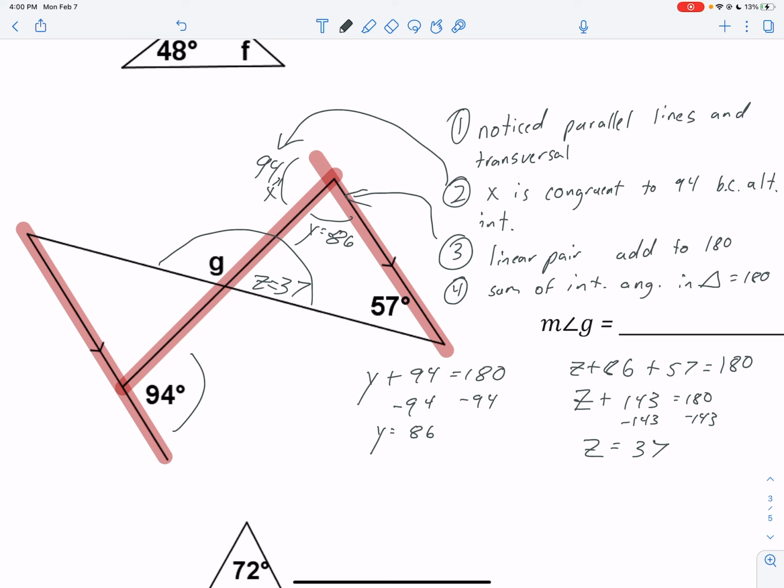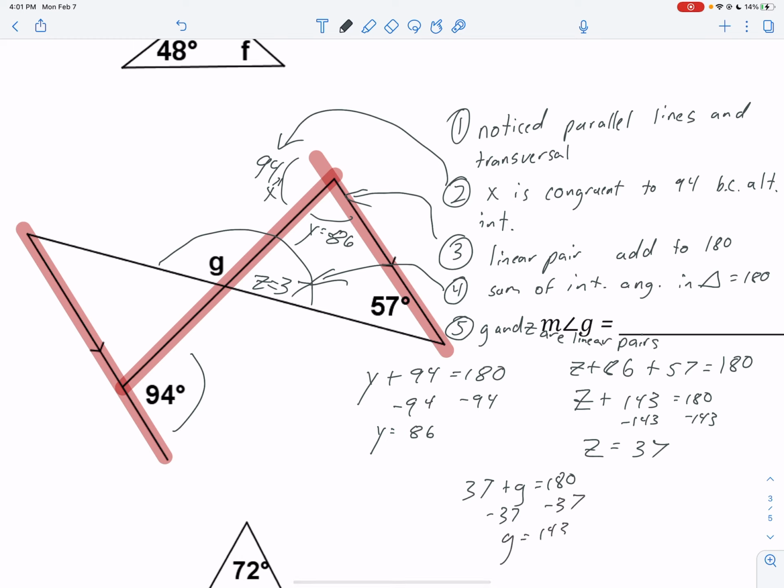So Z is that, and I've just labeled these. You don't have to do that. So that's how I figured out, so sum of interior angles is equal to that. That's how I figured out that. And then for number 5, G and Z are linear pairs. And that's how I'm going to find G. So right here, we're going to get 37 plus G equals 180. So subtract 37 to get G is equal to 143.